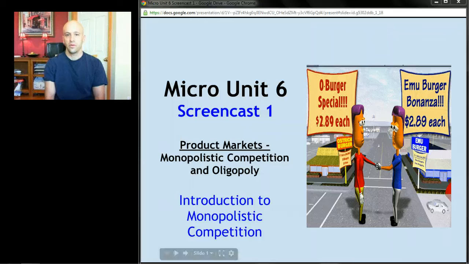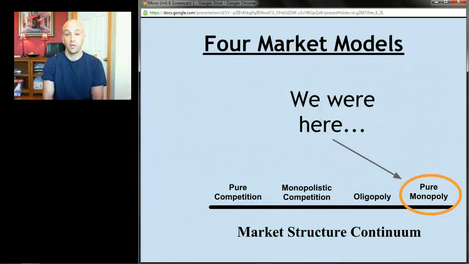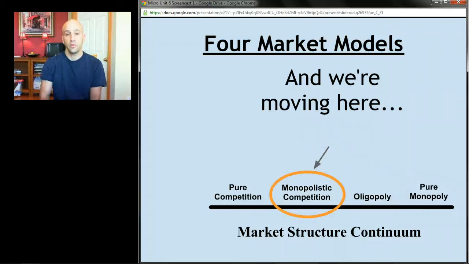Okay, we're into micro unit 6 and we're heading towards the end now because there's only 8 units in the entire semester. So the light is at the end of the road. This one's about monopolistic competition and oligopoly. So just to put us into perspective, we've been talking about pure monopoly in the last unit, and we're jumping across the continuum back to monopolistic competition at first, and then we're going to talk about oligopolies.